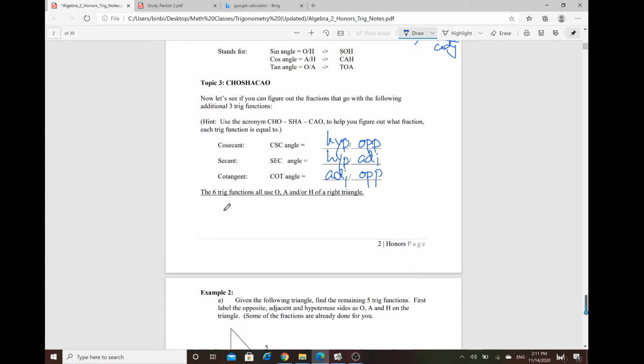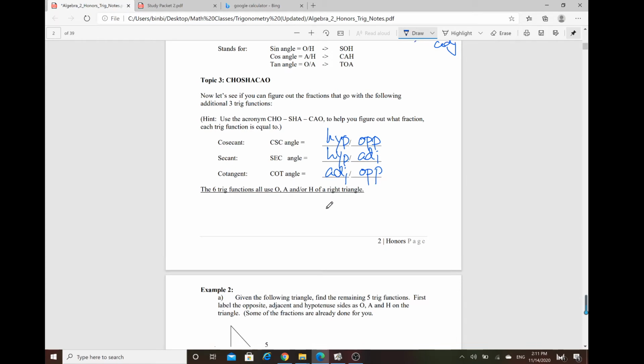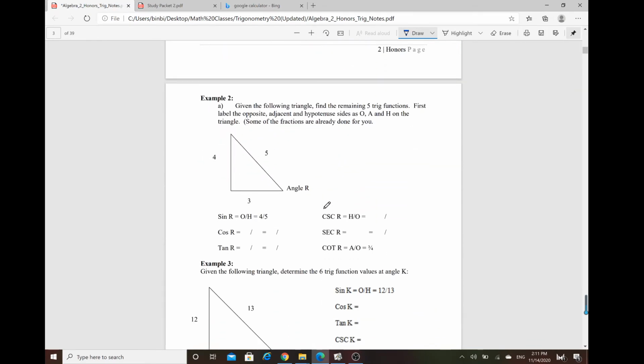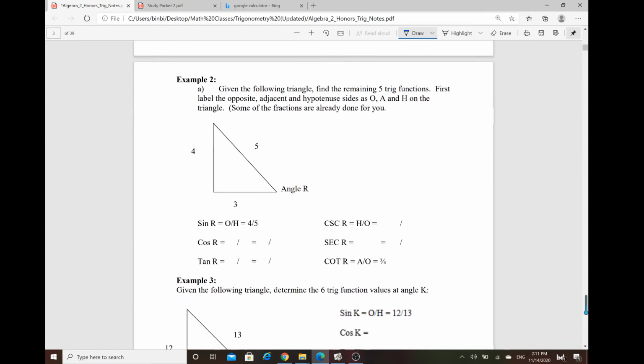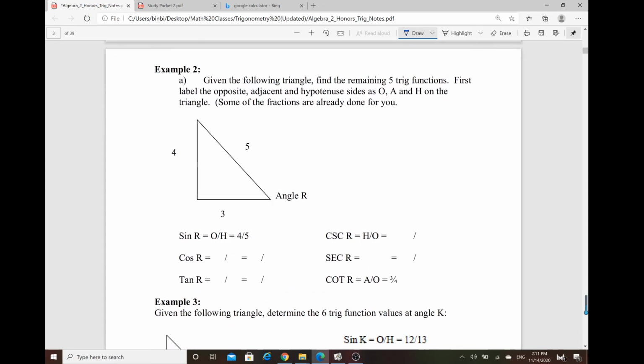So the 6 trig functions all use the O, A, and H of a right triangle. That means using the opposite, adjacent, and hypotenuse. Now, let's take a look at some examples here. Given the following triangles, find the remaining 5 trig functions. First, label the opposite, adjacent, and hypotenuse sides, O, A, and H, on the triangle.